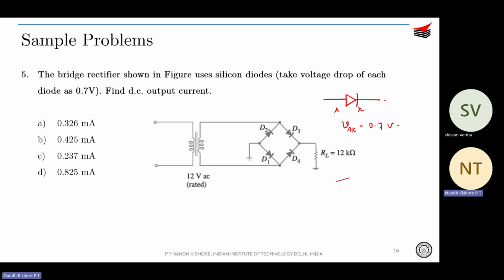So they have told us this is 12 volts AC rated. They haven't given any turns ratio, so assume it's a 1:1 transformer. So you give 12 volts here, you get 12 volts here. Okay, assume it's a 1:1 transformer. 12 volts AC means it's obviously 12 volts RMS.